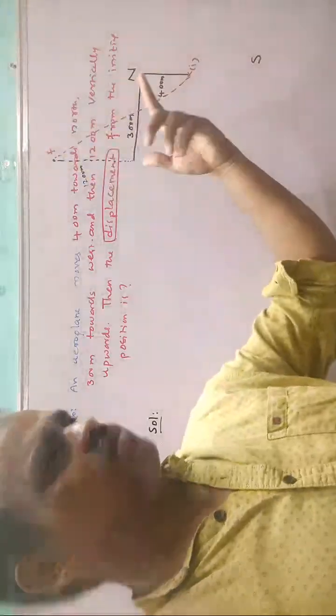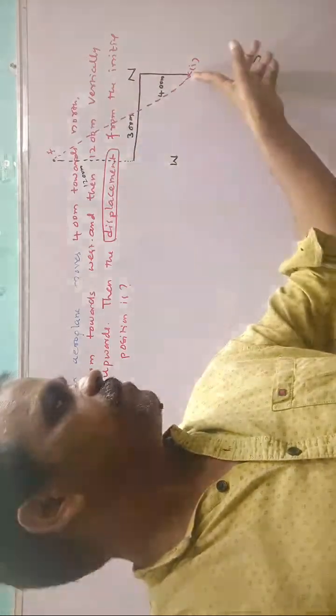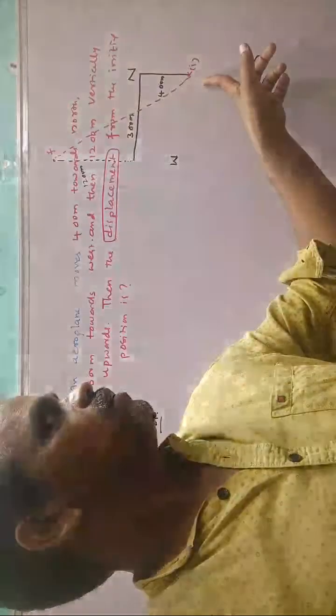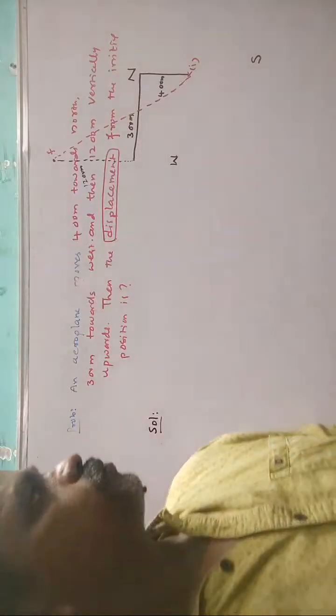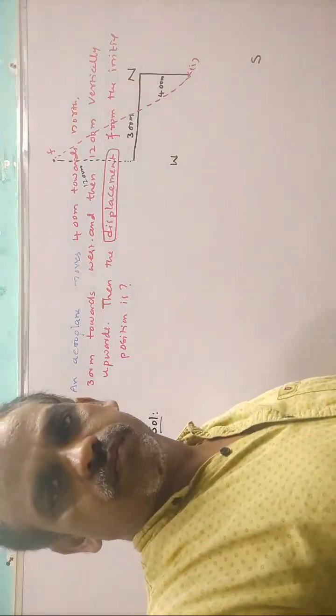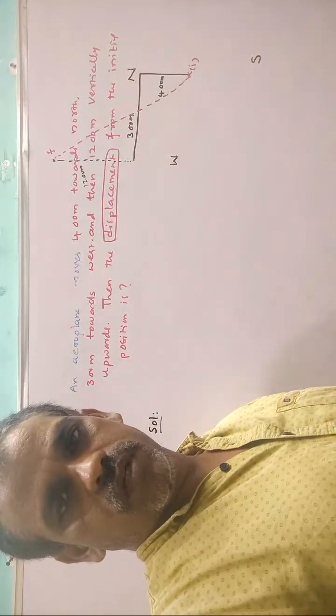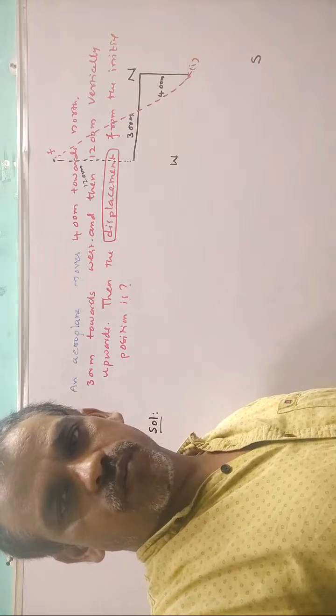So we have to calculate the displacement of the aeroplane from the initial position. This is the initial and final position. Generally the definition of displacement is the shortest distance between the initial and final positions. So here, how do we calculate? That is the question. You just think about it. I will give you 50 seconds. Just think about it.